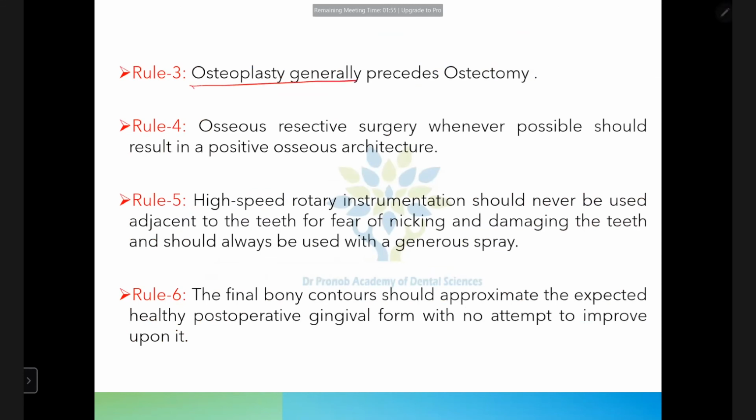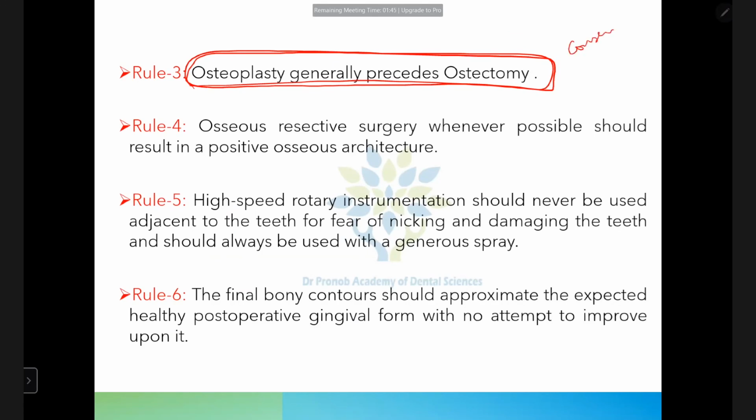Next, osteoplasty generally precedes ostectomy. So first we need to go with the shaping, then only the removal. First we need to go with the conservative procedures, right? That's why first shaping has to be done. First osteoplasty has to be done. After that ostectomy has to be done.